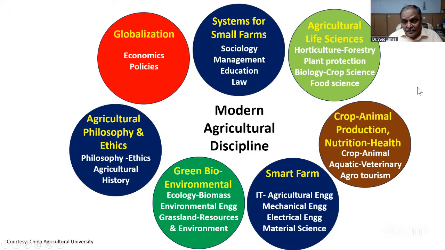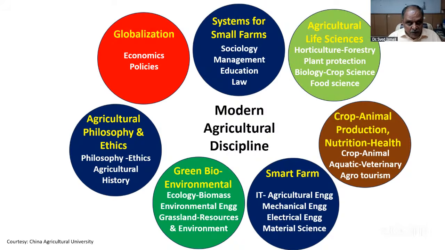Agriculture, life sciences, horticulture and forestry must come together. Plant protection, biology, crop science, food science. Then you come to crop, animal production, nutrition and health joined together. This is crop, animal, aquatic, veterinary, and include agrotourism.